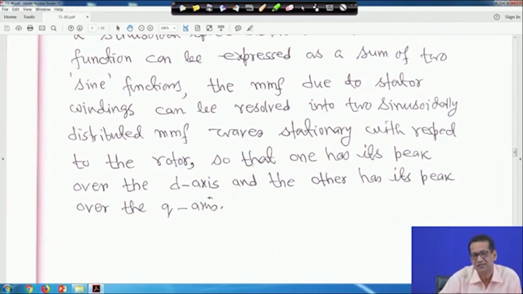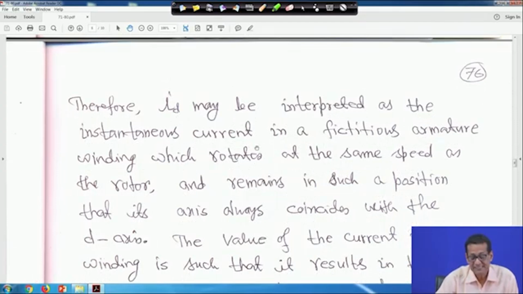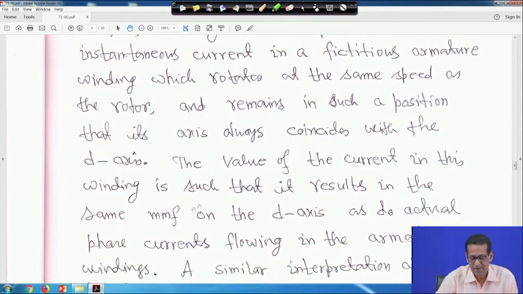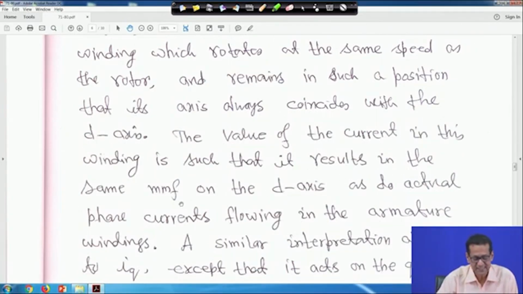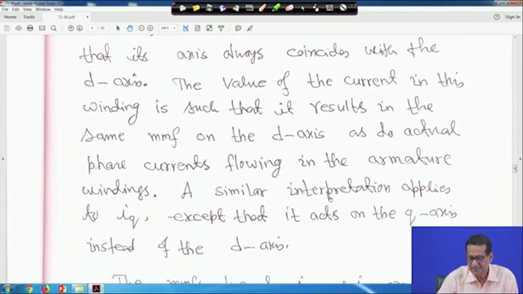This diagram we have seen earlier also, right. Therefore, it may be interpreted as the instantaneous current in a fictitious armature winding which rotates at the same speed as the rotor and remains in such a position that its axis always coincides with the d axis. The value of the current in this winding is such that it results in the same MMF on the d axis as do the actual phase currents flowing in the armature windings. A similar interpretation applies also to Iq, except that it acts on the q axis instead of the d axis.